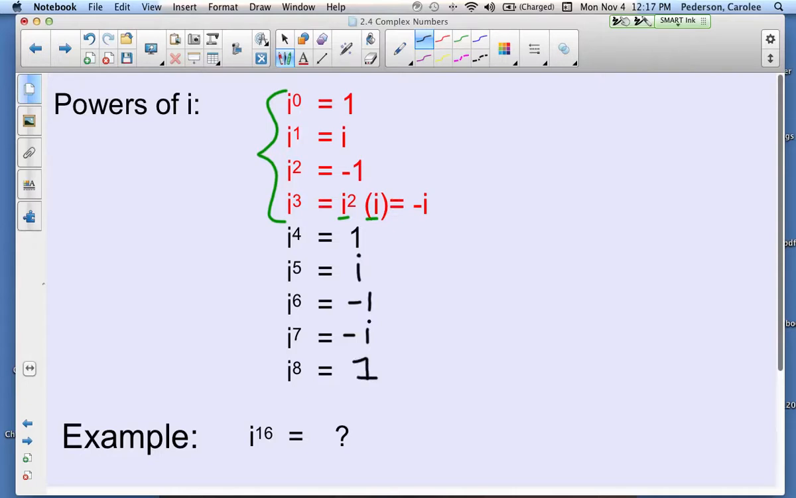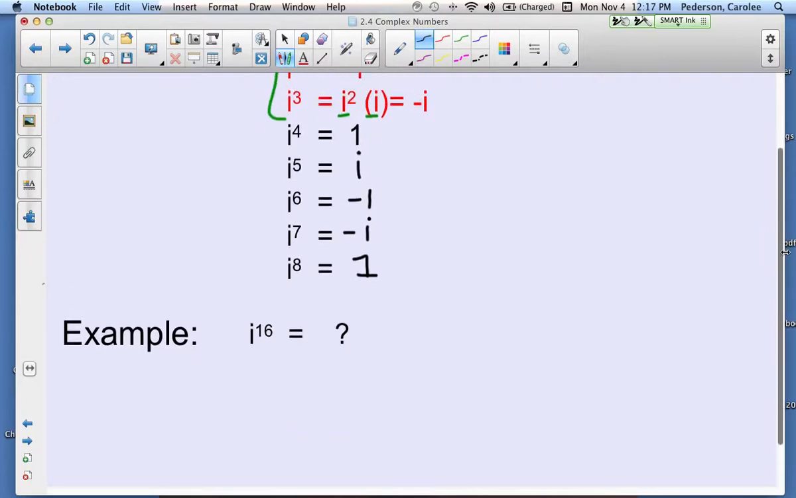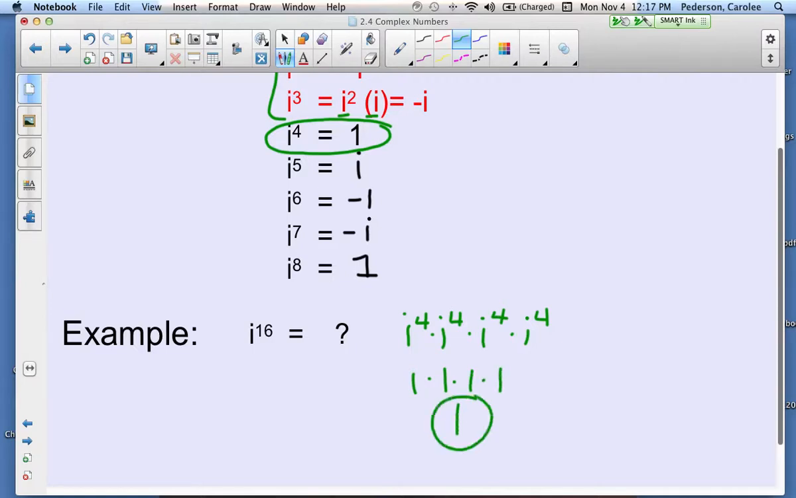So if you're trying to find out what i to the 16th is, you can break down i to the 16th as i to the 4th times i to the 4th, i to the 4th, and i to the 4th. Well, i to the 4th is 1. So you get 1 times 1 times 1 times 1, which is just 1. So i to the 16th is 1.